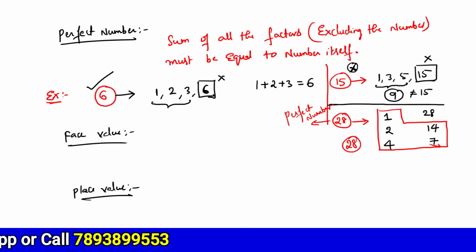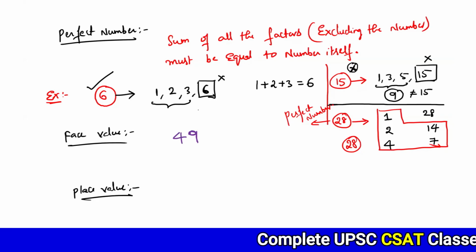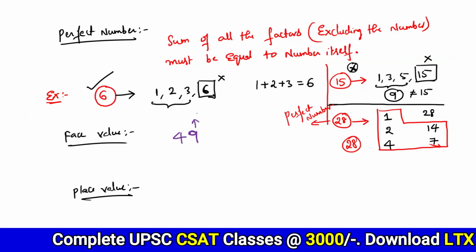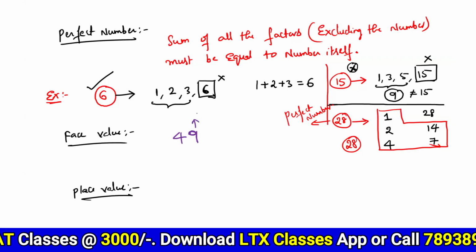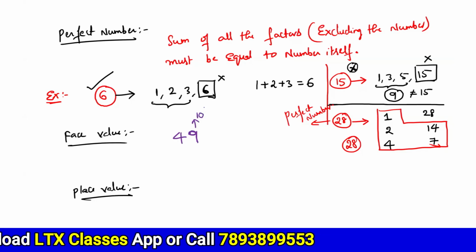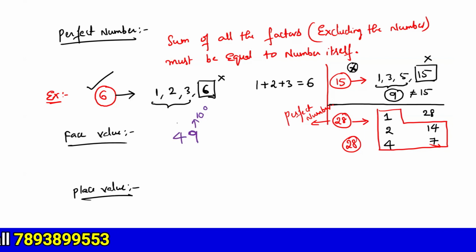Okay. And now coming to face value and place value, let us take a 2-digit number first. Let us take a number like 49. So this is a 2-digit number. What about this number 9 called as? Ones place, or it is called as a unit digit. Ones place means it will be represented as 10 to the power of 0, which is 1. Okay. What about this number 4? It is tens place, which will be represented as 10 to the power of 1.